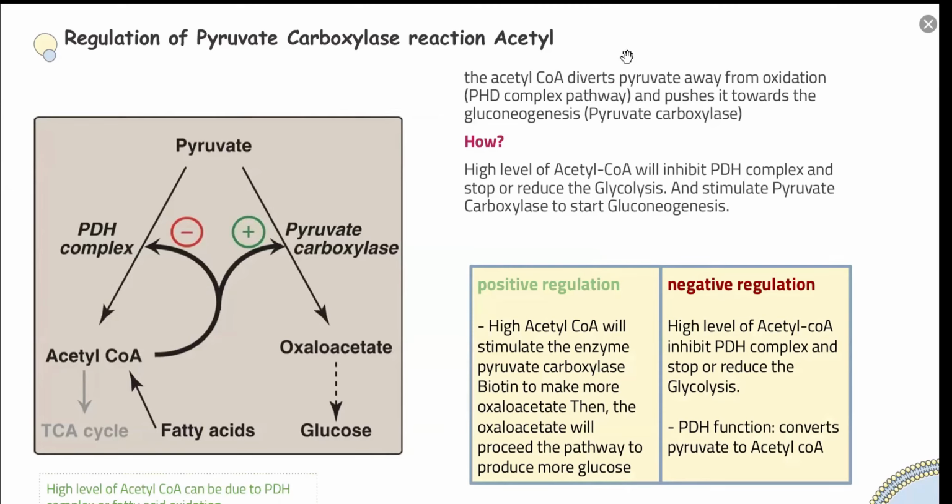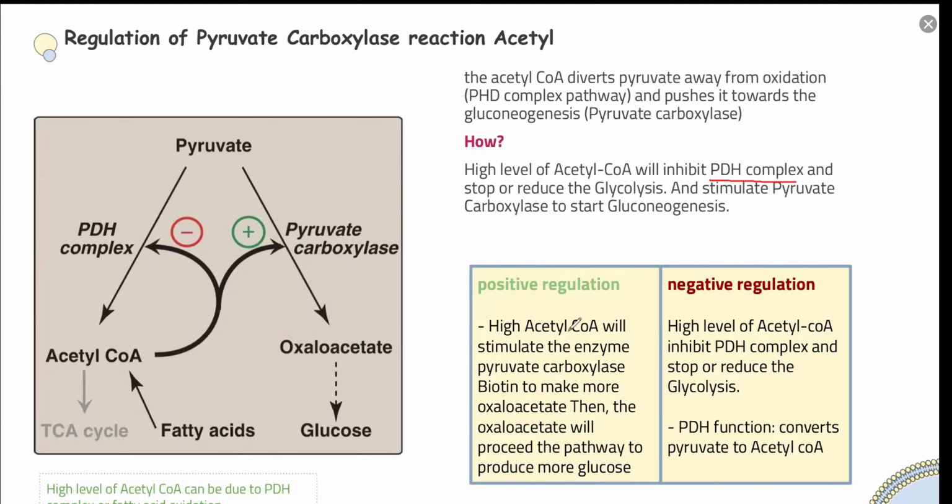So then the next thing is the regulation of pyruvate carboxylase, the action by acetyl-CoA. So the acetyl-CoA diverts pyruvate from oxidation, that is the pyruvate dehydrogenase complex pathway, and pushes it towards gluconeogenesis, that is pyruvate carboxylase. So how? The acetyl-CoA is a biomolecule that inhibits the pyruvate dehydrogenase complex. So it inhibits it and then stops or reduces glycolysis and stimulates pyruvate carboxylase to start gluconeogenesis. So that is what happens. The acetyl-CoA inhibits pyruvate dehydrogenase complex and then activates pyruvate carboxylase. That is why gluconeogenesis starts.